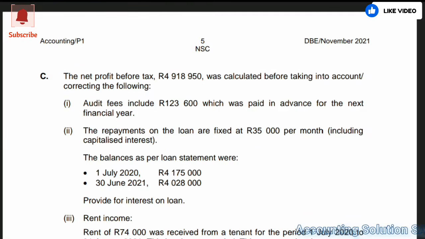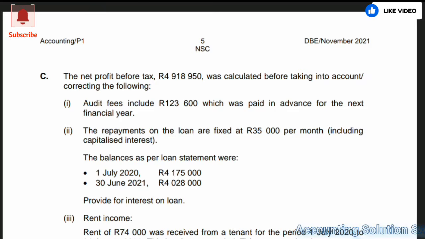The difference will give you the interest. Okay, now let's start with the calculation of repayment. Our repayment is how much, guys? It's 35,000 per month, which we have to multiply by 12 first. Which is going to give us 420,000 for the whole year. Okay, 420,000, guys, is the repayment of loan that has been made. Then now we subtract with what? With 4,175,000. Then it will give us an amount of 3,755,000.